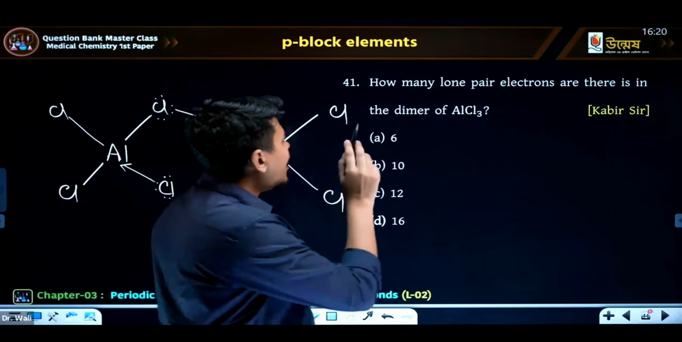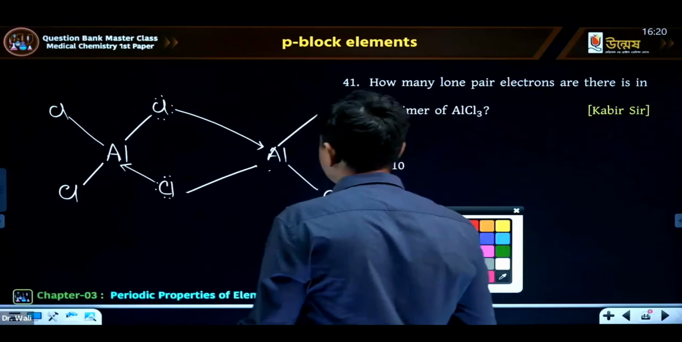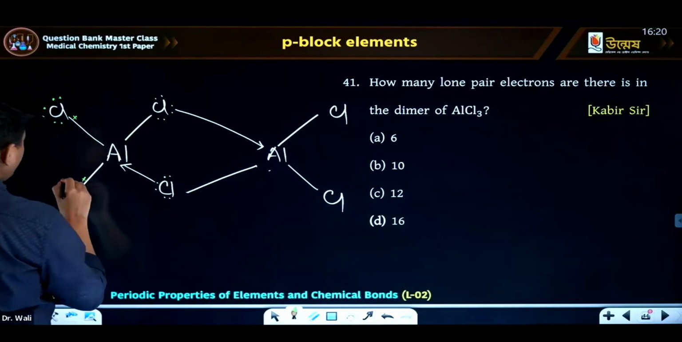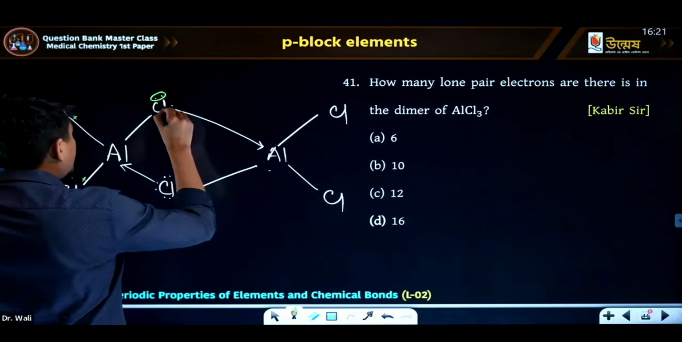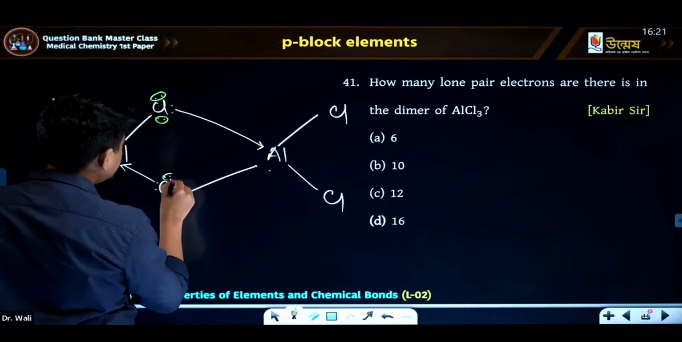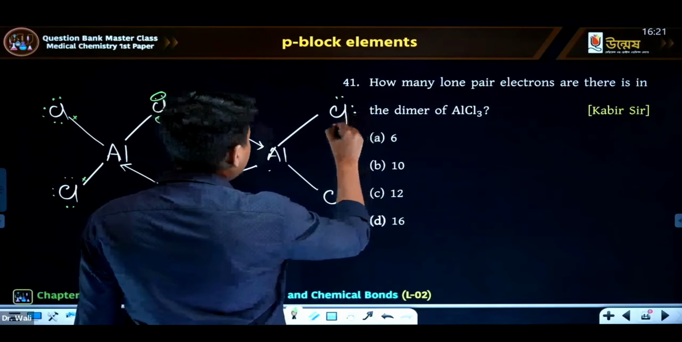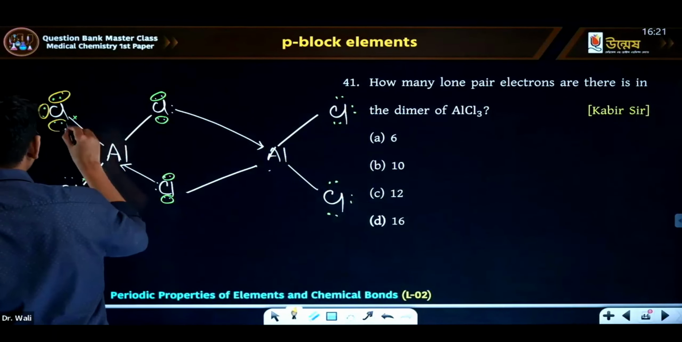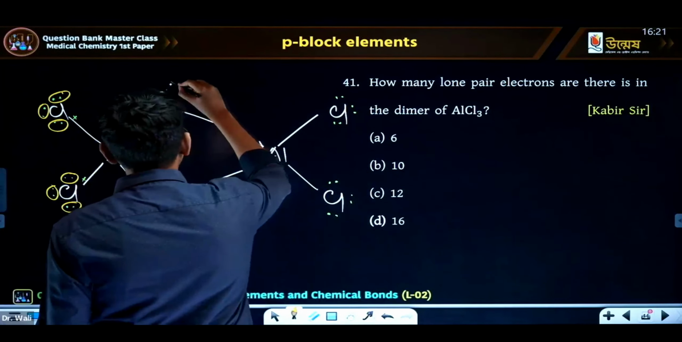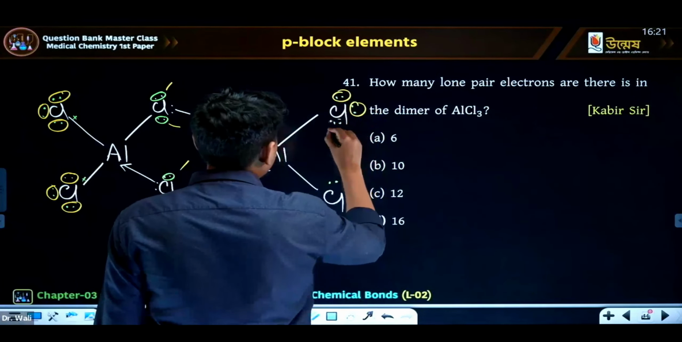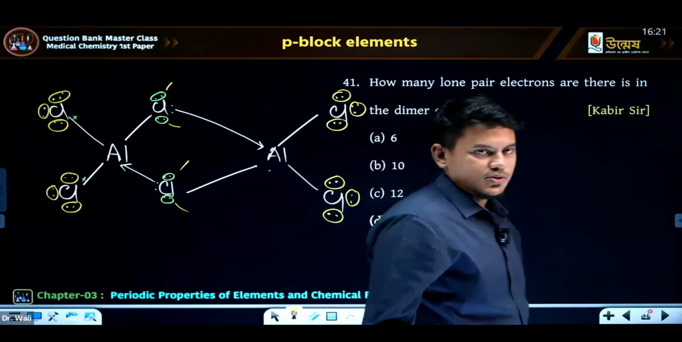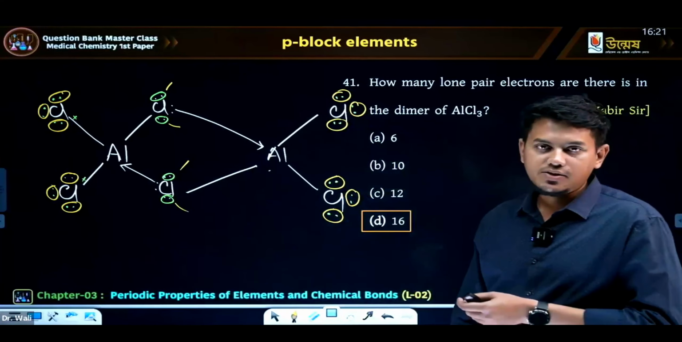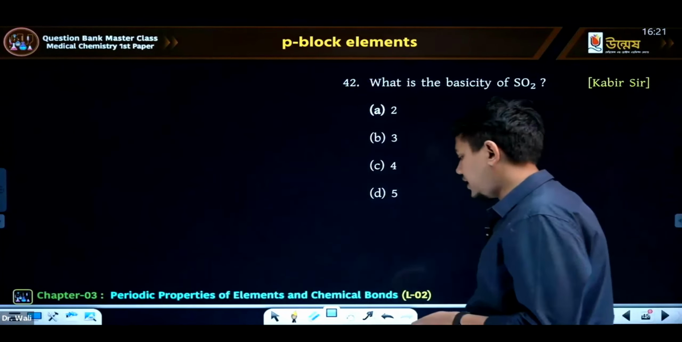Okay, so how many lone pair electrons are there in the dimer of aluminum chloride? Now let's find that out. In this chlorine, since one of the electrons is participating in the bond, the rest there will be 3 lone pair. Here we can also see 2 lone pair. Here we can also see 2 lone pair. Here we can see certainly 3 lone pair electrons. So let's count it. We get 1, 2, 3, 4, 5, 6, 7, 8, 9, 10, 11, 12, 13, 14, 15, 16. So we got the answer in the option. So the correct answer will be 16. In this way, aluminum creates a dimer, and there are 16 pairs of lone pair electrons within this dimer.